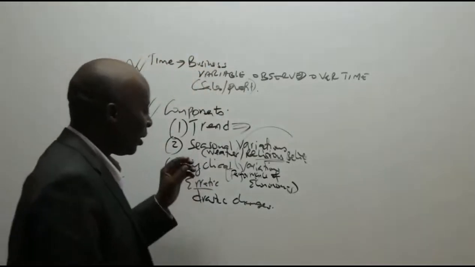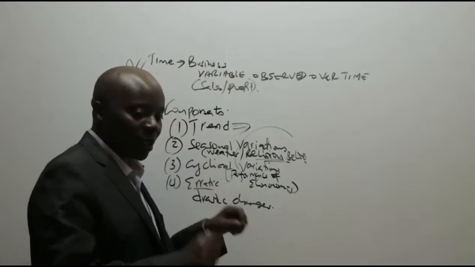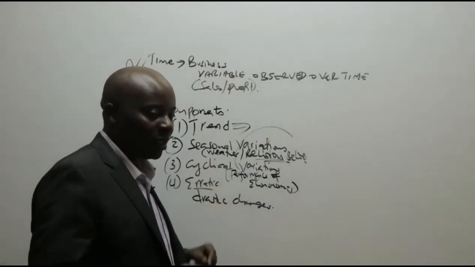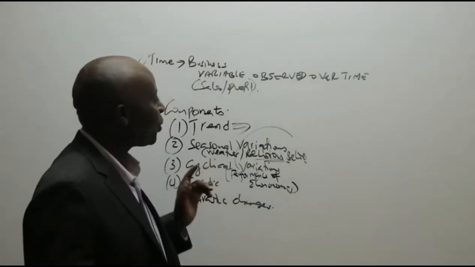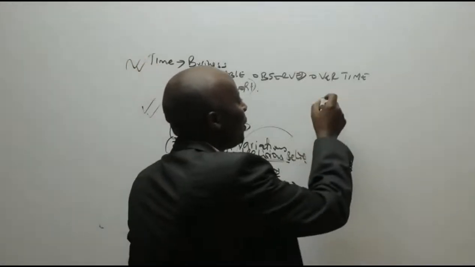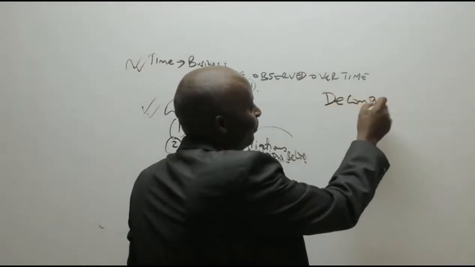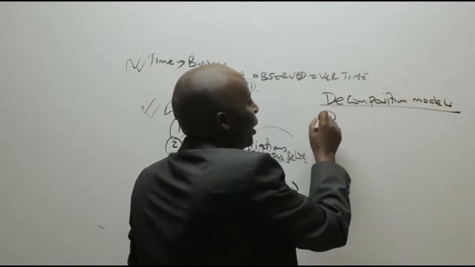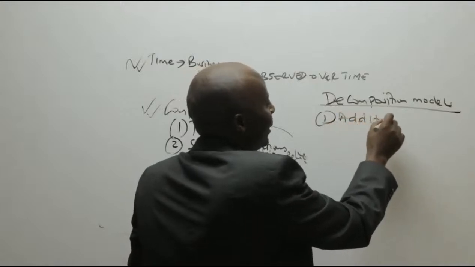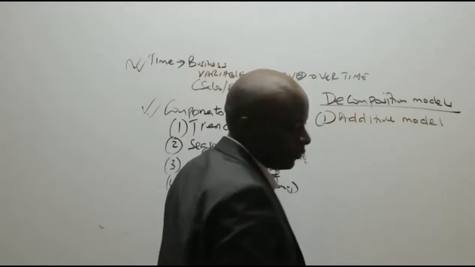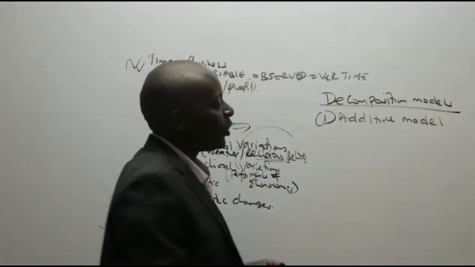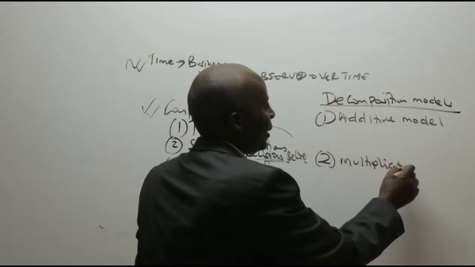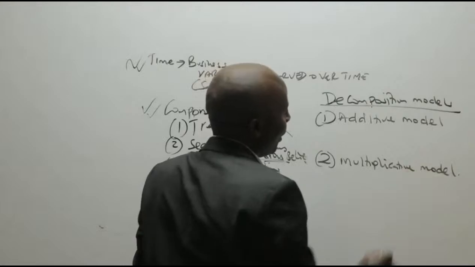So the most important thing is for us to understand that drastic changes are those sudden changes which are very erratic, drastic changes in the time series. Now, ladies and gentlemen, what you're supposed to understand as well in terms of time series are the decomposition models. There are two of them. Number one, the famous additive model, and number two, what we call the multiplicative model.